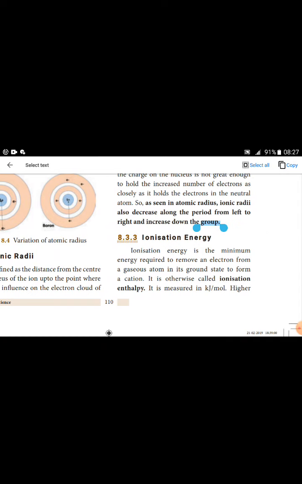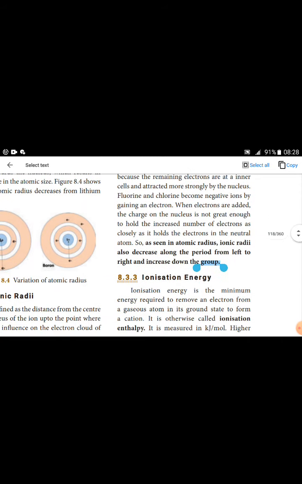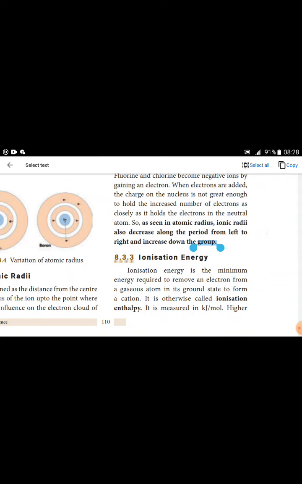The charge on the nucleus is not great because there will be no change in the number of protons. The number of protons is going to be the same. So the charge on the nucleus is not great enough to hold the increased number of electrons as closely as in the neutral atom. Because of this, an anion is larger compared to the neutral atom.